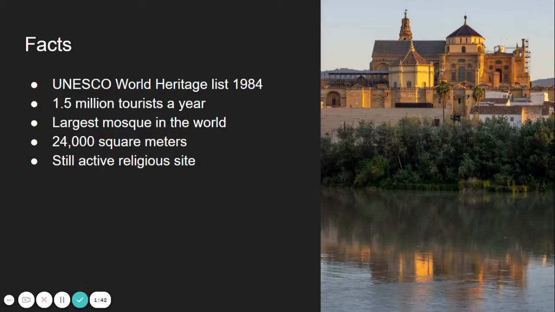So, some things about the Mezquita. It's been part of the UNESCO World Heritage List since 1984, and the entire historic area is part of that list. It's not just the building itself and the grounds. It gets 1.5 million tourists a year. It's maybe the largest mosque in the world. I need to confirm that. There are some different contention points on that one. It's 24,000 square meters, and it's still an active religious site. So as a visitor, you would not see it on Sunday because they'd be holding Mass.